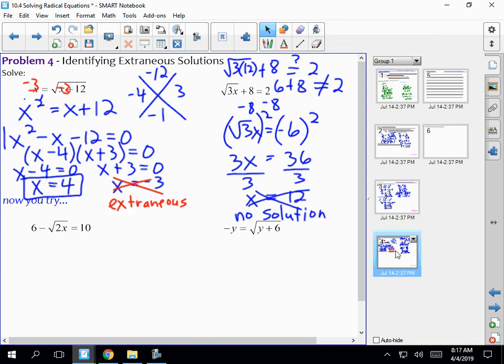All right, so maybe try the last two on here. They fall into similar categories as these. And don't forget to write your summary.